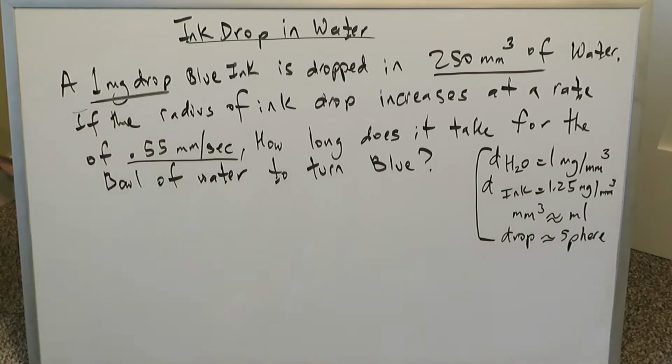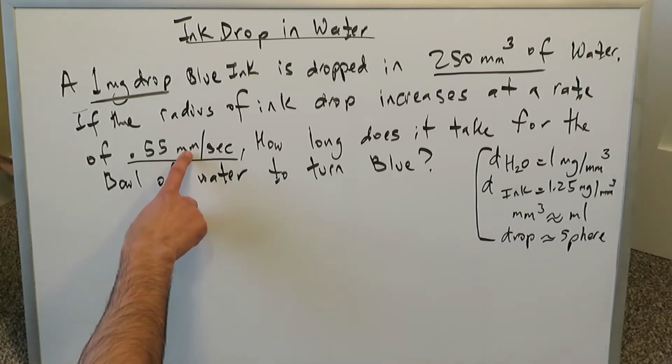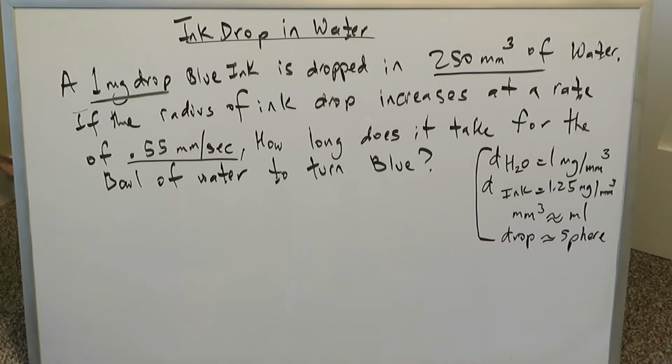So what exactly is this question we'll look at in this video? Well, we have a 1 milligram drop of blue ink, which is dropped in 250 millimeters cube of water. If the radius of the ink drop increases at a rate of 0.55 millimeters per second, how long does it take for that bowl of water to turn blue?